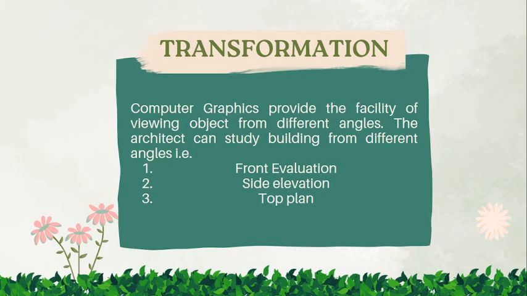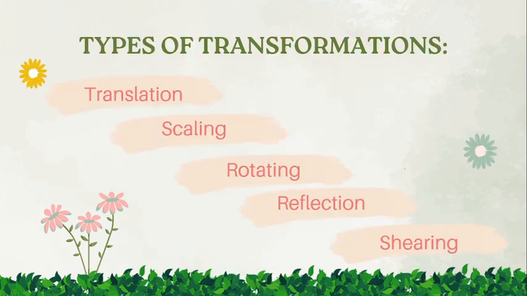So, computer graphics provide the facility of viewing an object from different angles. The architect can study a building from different angles, that is front elevation, side elevation, and top plans. These are the three different angles of a building or transformation: front elevation, side elevation and top plans.